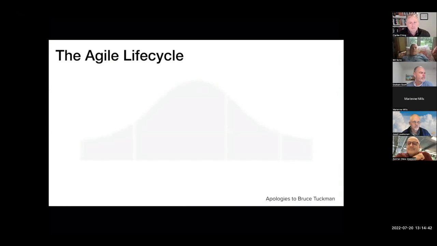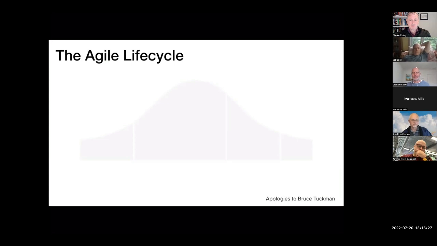Forming, storming, norming, and performing comes from a guy called Bruce Tuckman, and it's a model that has been used for years and years to describe what it's like when people join a team. The team forms, and then they go through a storming phase where they argue a bit and try to find their relative positions in the hierarchy and pecking order, and they disagree. Then once they've gone past storming, they get to norming, things settle down, and then over time, provided they don't have big changes or upsets to the team, they start actually performing. So I've got a similar model here, and I've just nicked the names because they seem so appropriate.